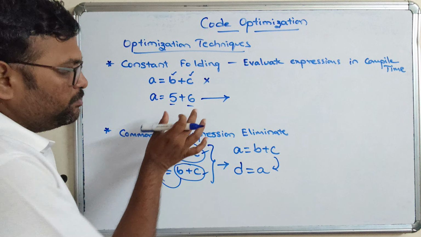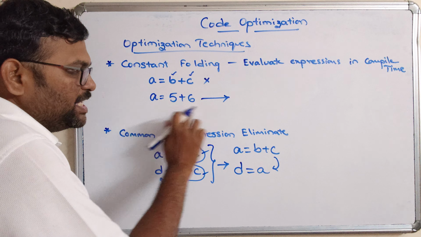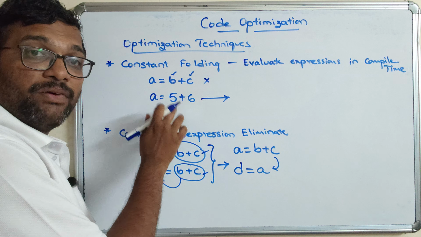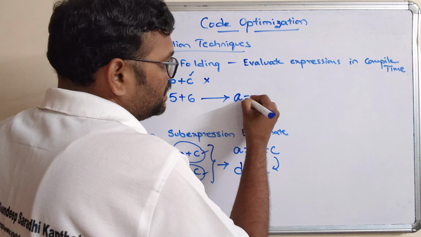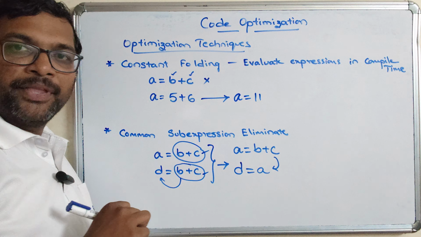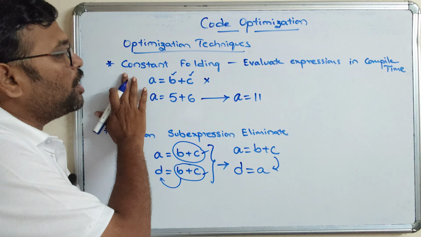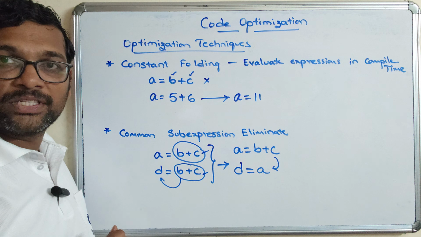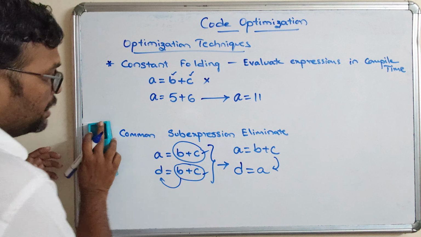So during the compile time, these kinds of expressions can be evaluated and we can replace this with a is equal to 11. So this is called constant folding.